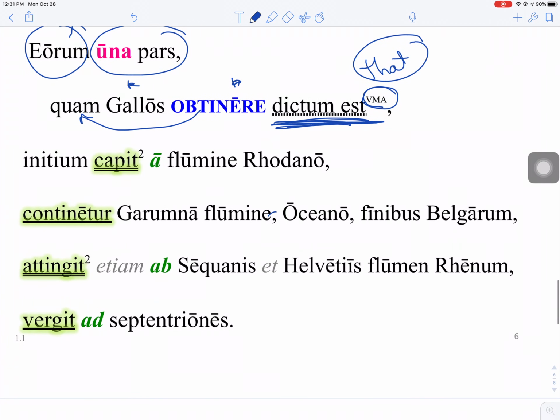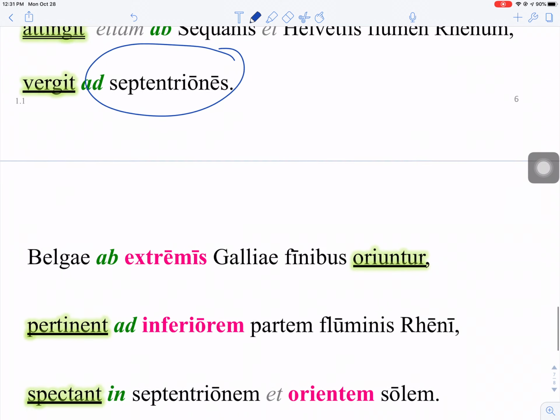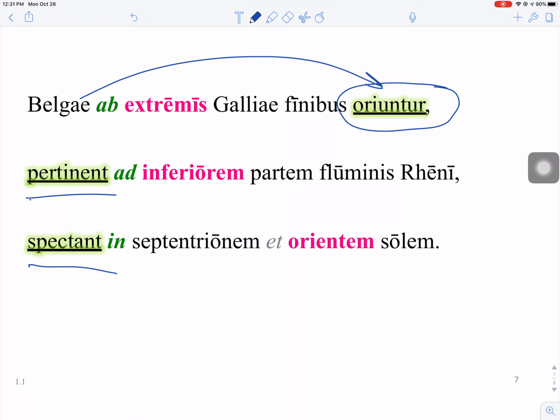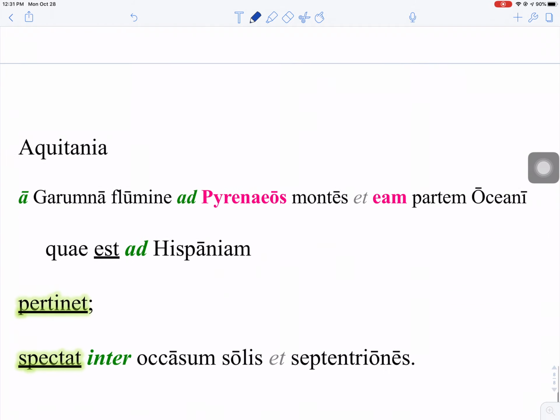Here's another example of a syndeton. There's cultural aspects of septentriones, but you can read about that. Caesar uses a decent amount of deponent verbs, so the Belgae arise from the furthest borders, and then they pertinent and they spectant. So that's pretty much a straightforward declarative sentence.